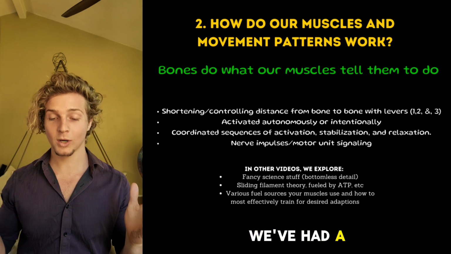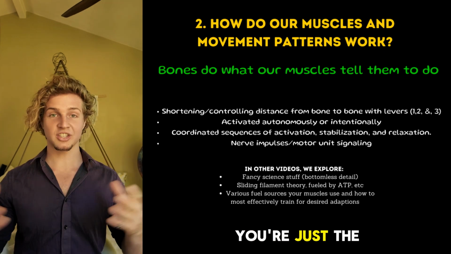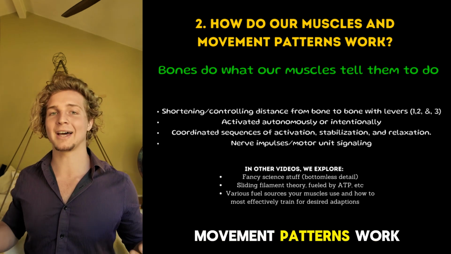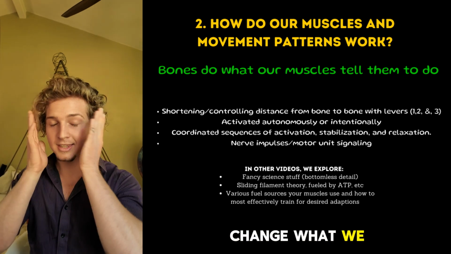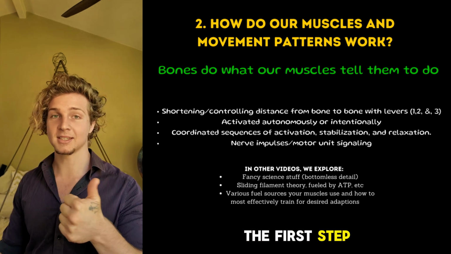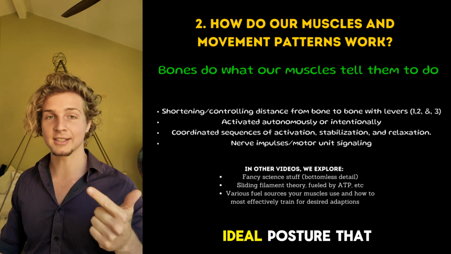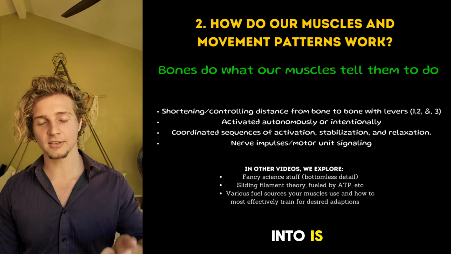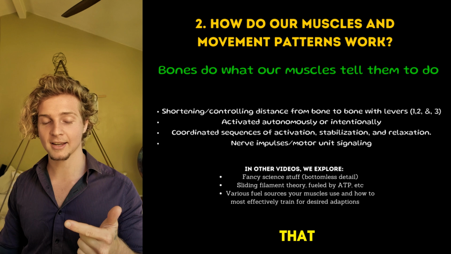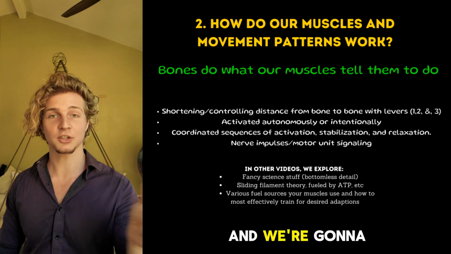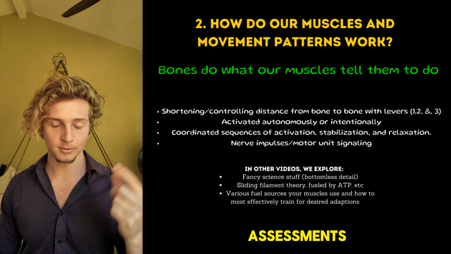So now that we've had a quick little peep into just the ideal default posture, how do our muscles and our movement patterns work? How can we change what we think is default? The first step is becoming aware of where we are right now and what that ideal posture that we can move into is. We've had a quick look at that. You need to do your own assessments to find out exactly what you are going to do, and we're going to do that in the next section where we do assessments.